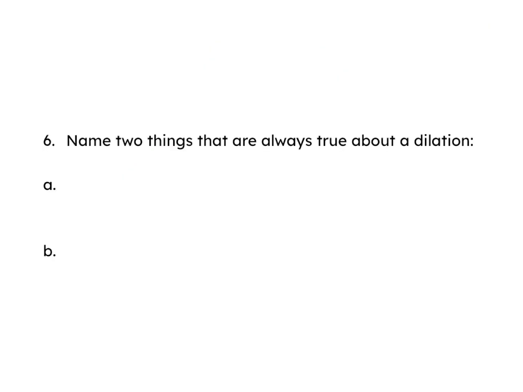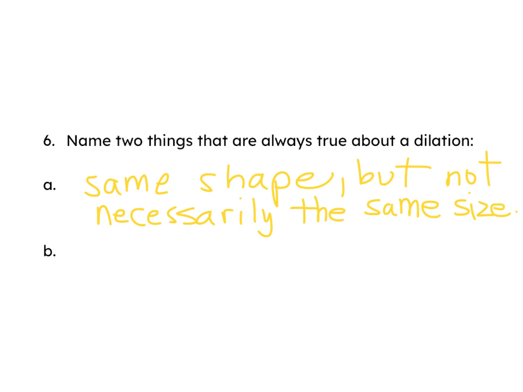Okay, so we are asked to name 2 things that are always true about a dilation. So thinking about that, dilation, one thing for sure that's always true is the shape is always the same. So we have the same shape. But the second part of it is the size is not necessarily the same. So I wanted to add something about that. So it's the same shape, but not necessarily the same size. So it could enlarge, it could reduce, or it could be the same size if the scale factor is 1. Okay, so that's one important thing about the shape.